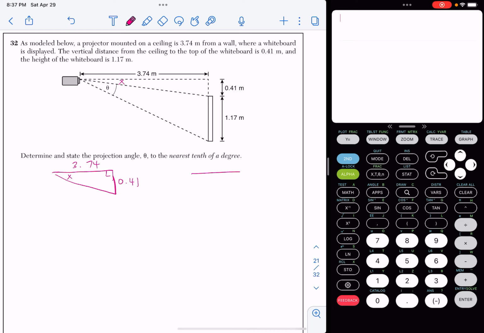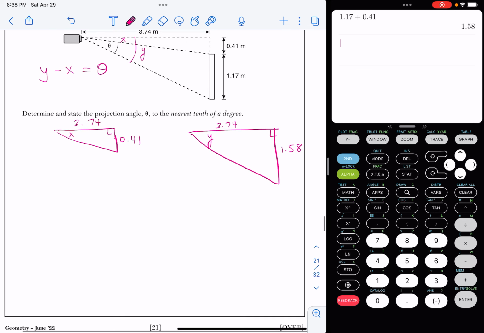Now let's draw the big right triangle. This is 3.74 again. Over on the right-hand side, we have to add 1.17 plus 0.41, and we get 1.58. And let's call that angle y. If you look at how I've labeled it on the initial picture, we should agree that if I take y and subtract angle x from it, I'll be left with theta. And that's going to be our game plan in solving this problem.